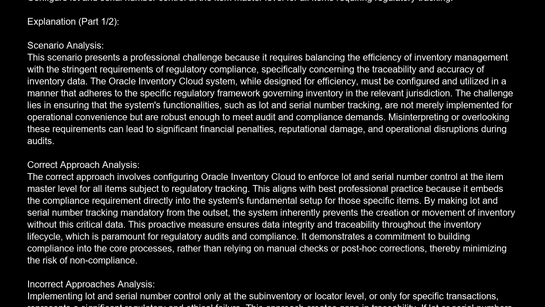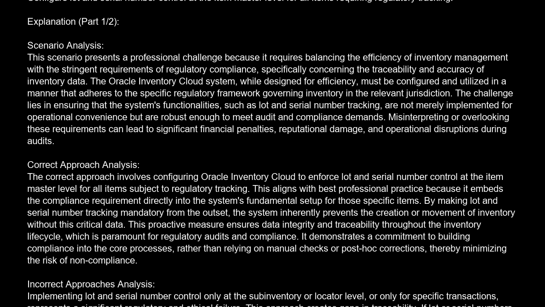The correct answer is A. Configure lot and serial number control at the item master level for all items requiring regulatory tracking. Explanation. Scenario analysis. This scenario presents a professional challenge because it requires balancing the efficiency of inventory management with the stringent requirements of regulatory compliance, specifically concerning the traceability and accuracy of inventory data.